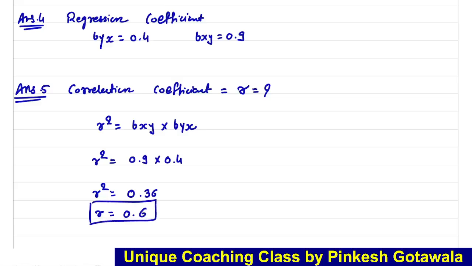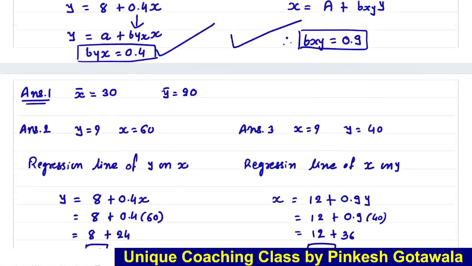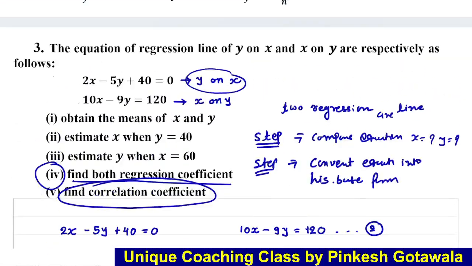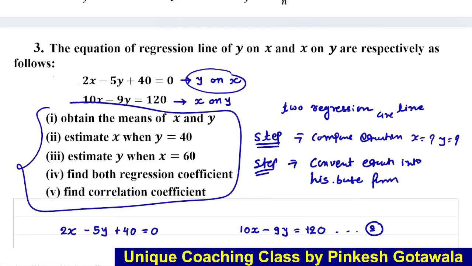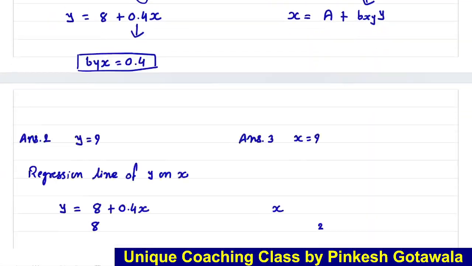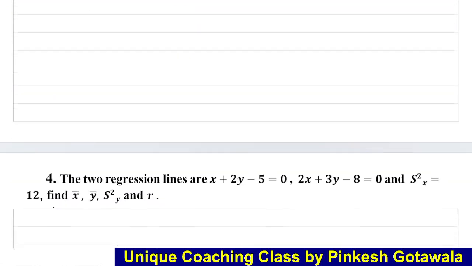Completed. Clear? Okay. So just remember the first two steps as I told you. After that, whatever they ask, you can easily solve. There is nothing more. Clear? Just find out these two things, then whatever is asked you will easily get. Let's solve one more sum.